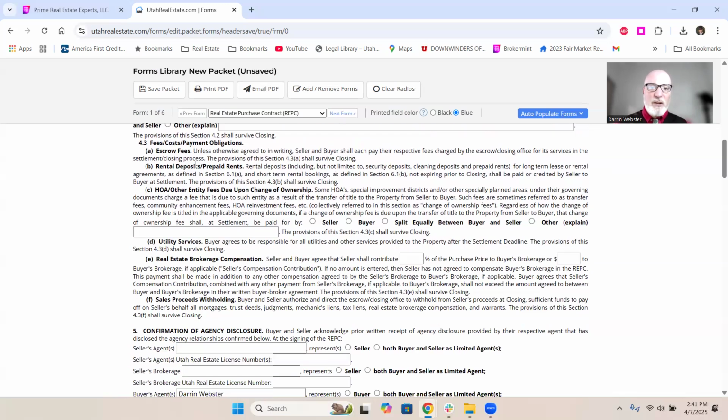Escrow fees, rental deposits. If the property is in any type of short-term or long-term rental situation, this is how that gets taken care of. So the new owner has credit for any prepaid rents and moving forward. Keep in mind that this is one of the areas that does actually survive closing. If a home is a rental unit and has a month-to-month rental, then with the 30-day time period, the renter could be required to move out.